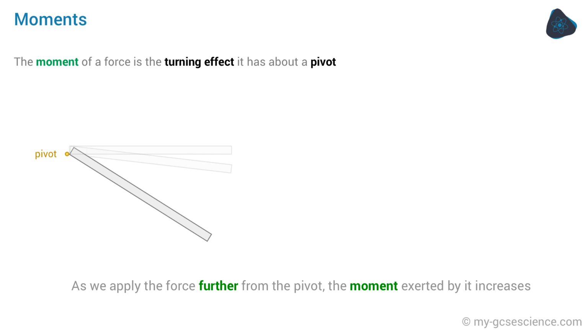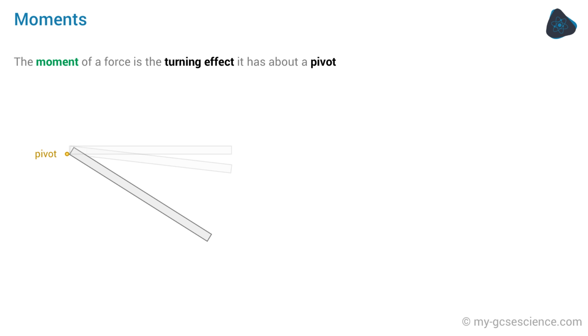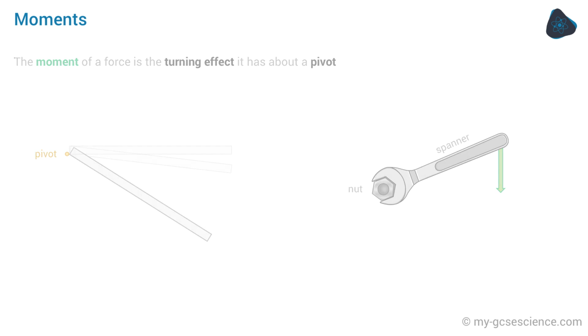In the same way, we know that it can be really difficult to tighten or loosen a nut with our bare hands. By using a spanner, however, we can increase the moment of the force which we apply about the nut. Again, increasing the distance from the pivot at which the force is applied increases the moment or turning effect of the force about the pivot.